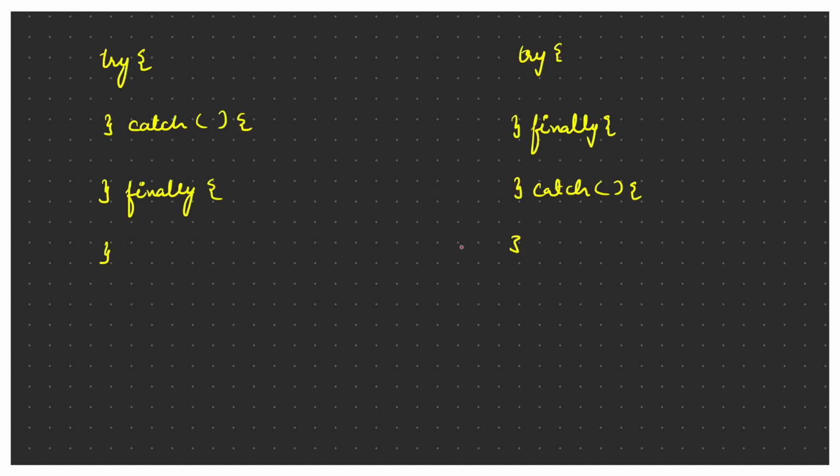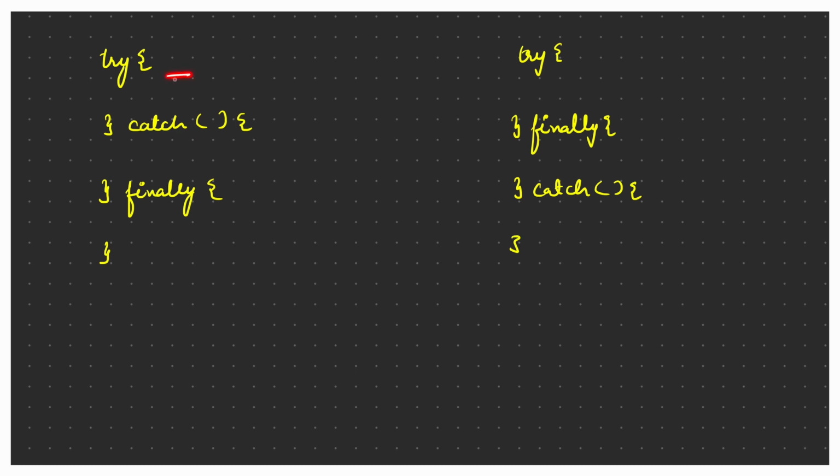Okay, so there are two code snippets on the screen. The first one has try, then catch, then finally. Right? So catch follows this try and finally follows this catch. Again, we have try, finally and catch. Right? So for the first code snippet we have try, catch, finally. For the second we have try, finally and catch.